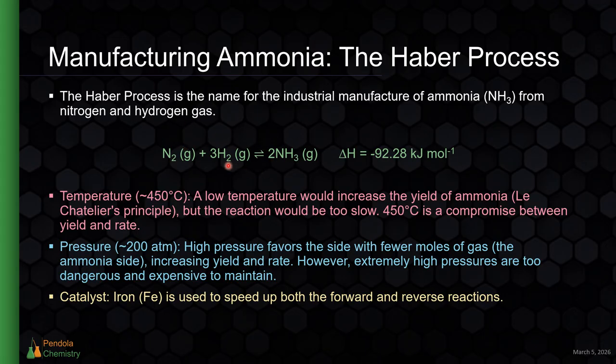The Haber process, this reaction, is a reversible reaction. It does have an equilibrium, with the forward reaction of creating the ammonia being exothermic. It has a delta H of around negative 92.28 kilojoules per mole. Because of this, like we discussed back in the equilibrium chapter, there are a few things that we have to take into consideration when making ammonia in industry.